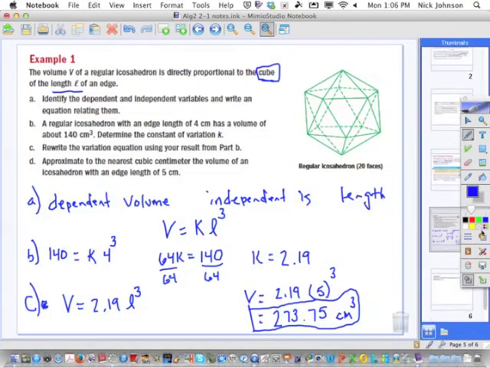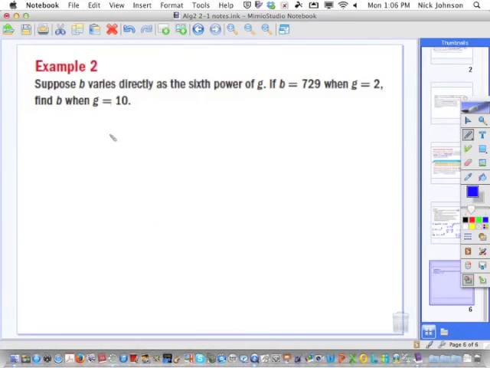Moving on. Example 2 says suppose B varies directly as the 6th power of G. If B equals 729 when G equals 2, find B when G equals 10. Okay? It says B varies directly as the 6th power of G. So this is my dependent variable. So B equals, we don't know our constant of variation yet. We'll find that in just a second. The 6th power of G.